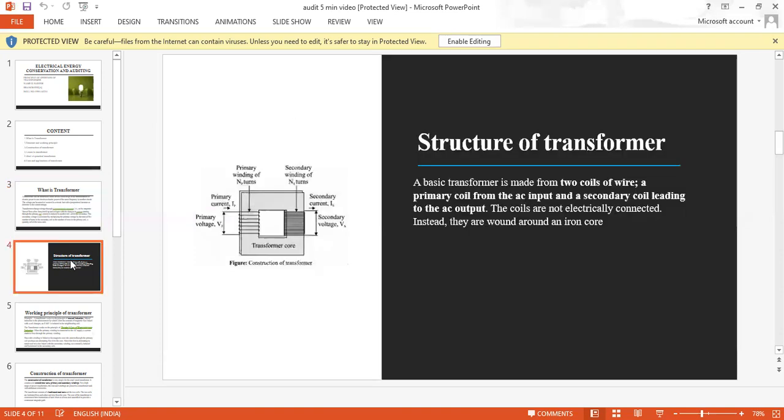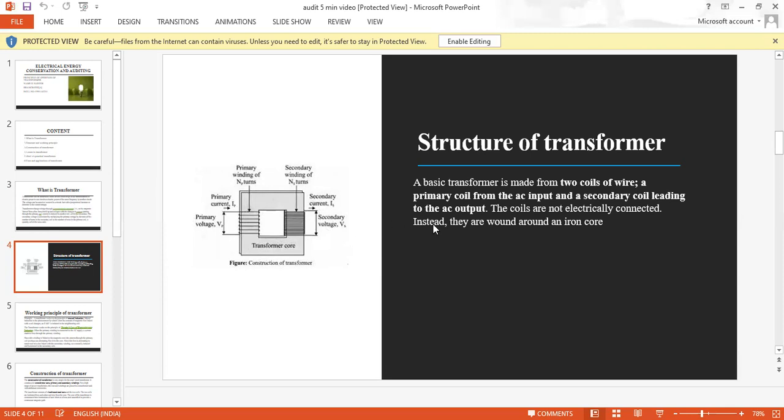Here, let's discuss the structure of the transformer. Here, we can see the primary windings of the transformer, and on the other side we can see the secondary windings. These are constructed around the transformer core. Here we can see the input is the primary voltage, and due to that the primary current is shown in this particular figure, whereas the output voltage is the secondary voltage, and the current is the secondary current.